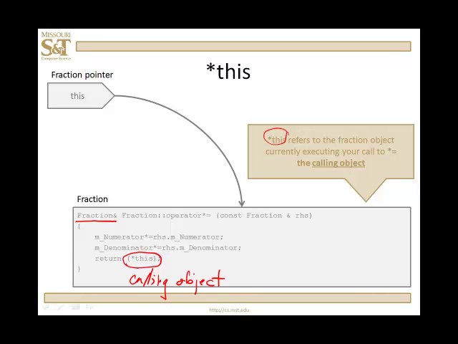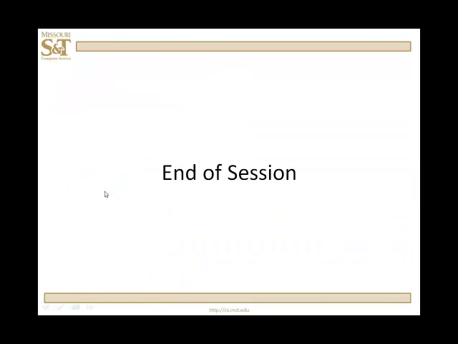Why am I returning a reference? Well, that gives us the ability to chain. So I can do something like this: F star equals G star equals H. If I did not return a reference, then this I could not do. That's enough for this session. We'll take a look at a step-through trace of calling these two operators in the next session.